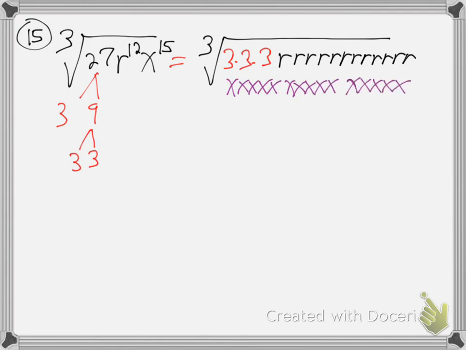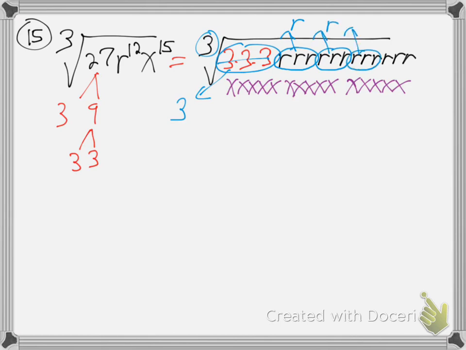Okay, so now we're going to ship stuff out. 3 in the hook, so it's a 3 for 1 deal. 3 3's in, 1 3 out, they're gone. 3 r's in, 1 r out. 3 r's in, 1 r out.